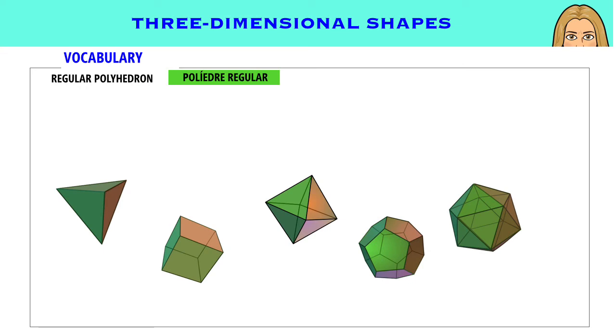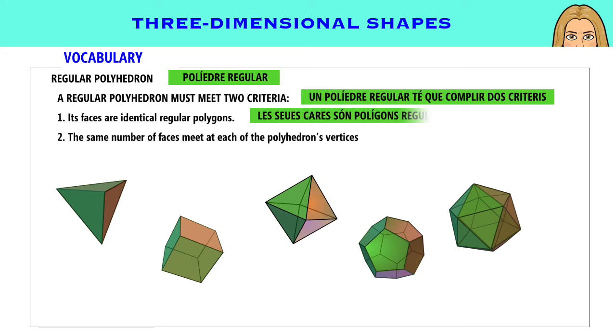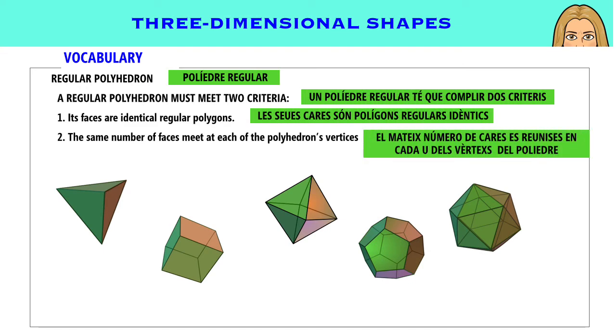Regular polyhedron. A regular polyhedron must meet two criteria. 1. Its faces are identical regular polygons. 2. The same number of faces meet at each of the polyhedron's vertices.